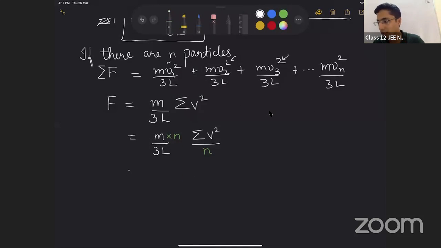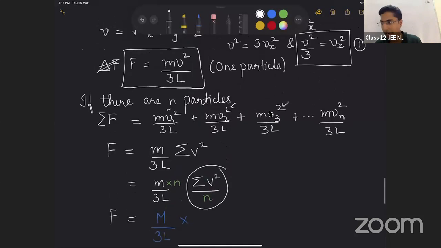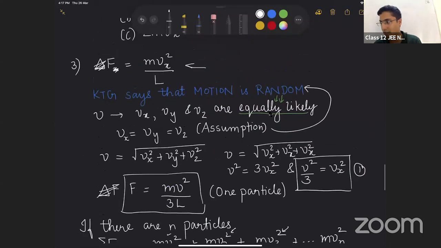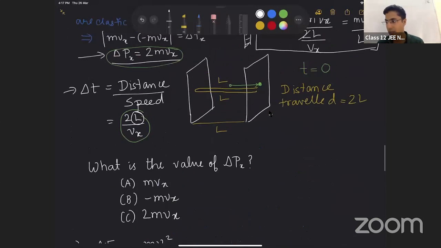So this basically becomes m into n. Mass of one particle into number of particles is the total mass. So the force becomes the total mass M upon 3L times sigma v square by n. Now what is this? We just studied this some time back. What is this? This is Vrms. If you go back, I defined it; that's why I started with the definition. This was Vrms. Remember this?